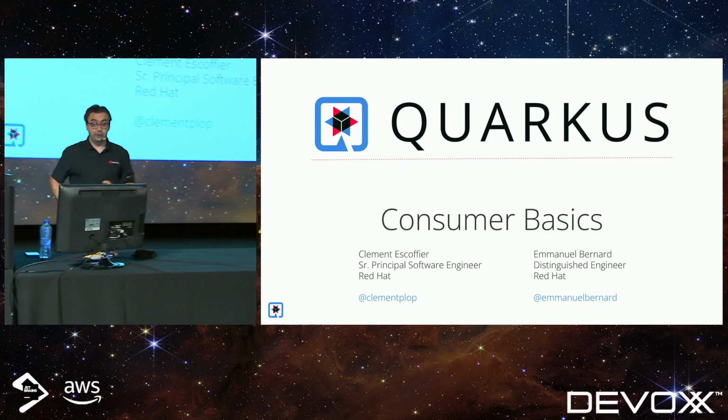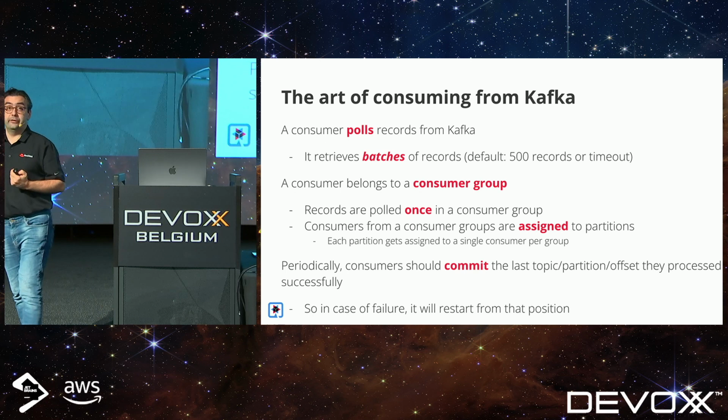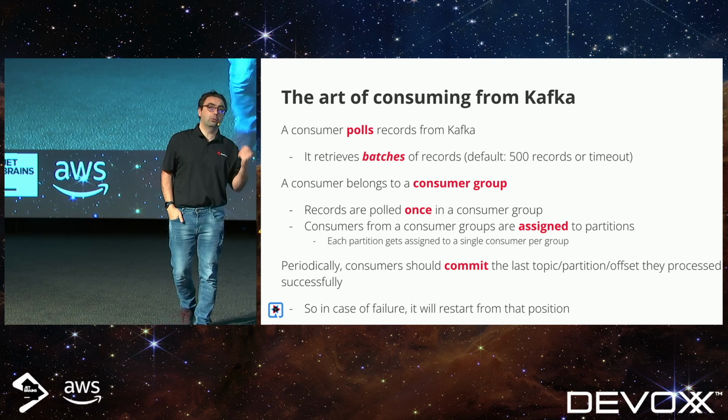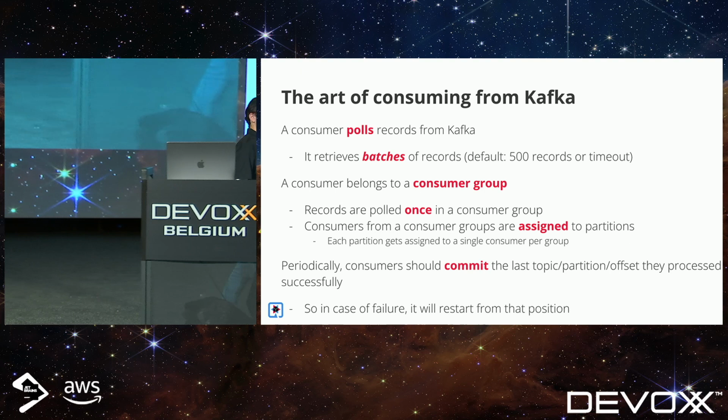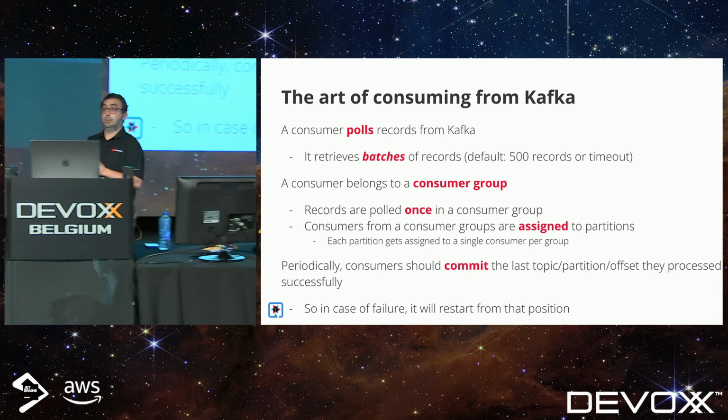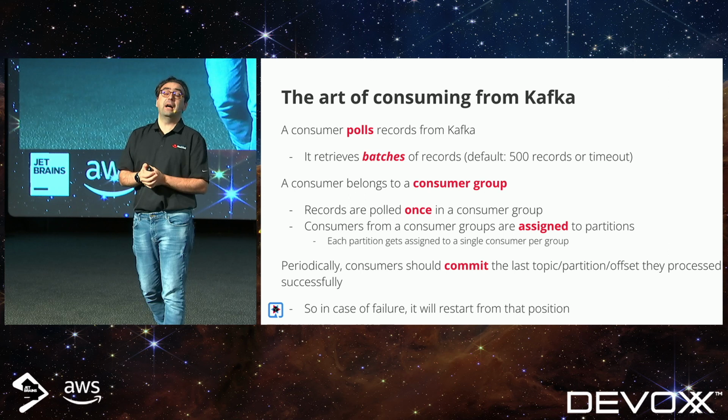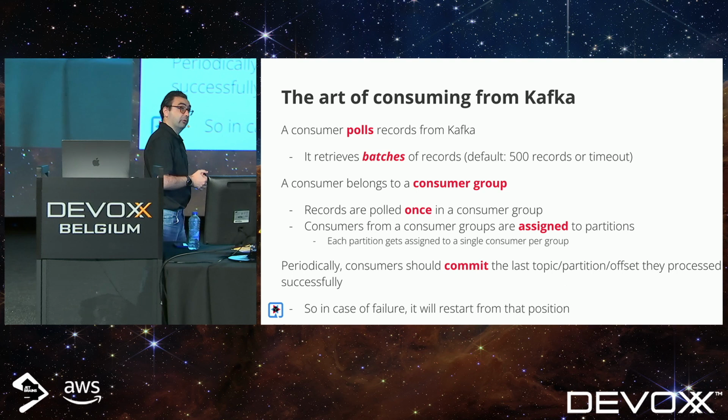So let's see this. The consumer is polling. It's not a push model. It's not Kafka sending you the record. It's a consumer that polls the records. So we will have a polling loop. While true, poll. Get some records, do something with them. It doesn't poll records one by one. That's not efficient. It polls batches of records. This batch, by default, is 500 records, which is configurable, of course, but yeah, it's kind of nice.